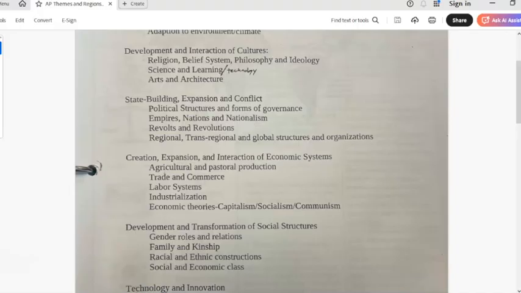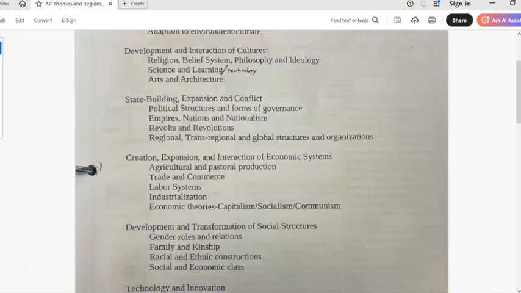What would be a regional organization? That would be like NATO, North Atlantic Treaty Organization. That's kind of the military alliance within that region. Trans-regional would be an organization that is over kind of 2 regions. And then global structures would be something over the whole globe, like the United Nations or the League of Nations.